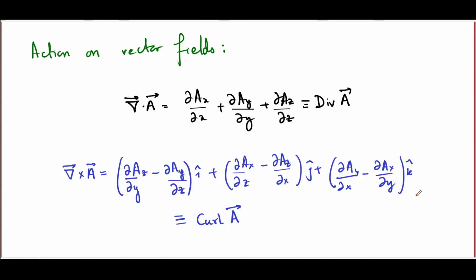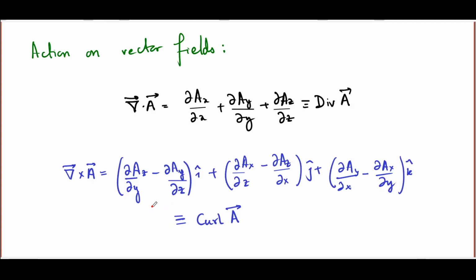For example, the x component of A cross B is actually AyBz minus AzBy. Here the role of A is being played by the components of nabla. So Ay becomes del del y. Bz actually is Az here. So del del y acting on Az minus AzBy becomes del del z of Ay and so on.